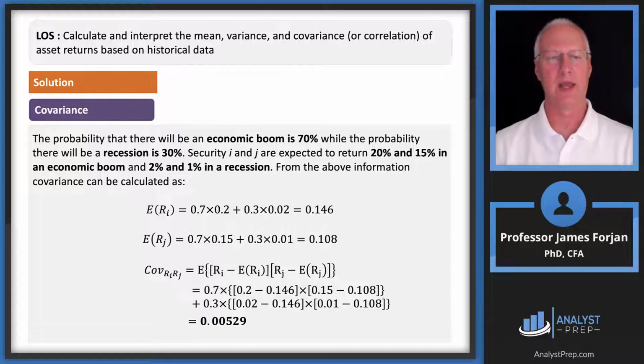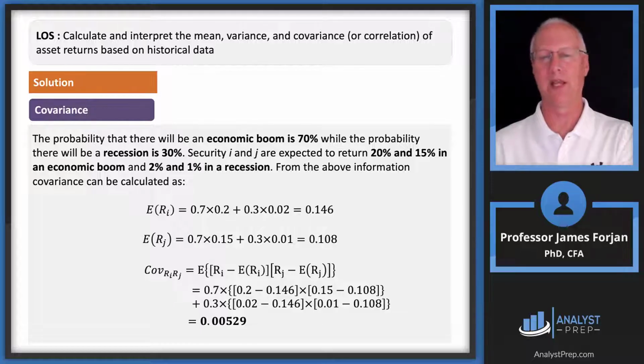So let's go ahead and compute the covariance. What we need, first of all, is the expected returns for each. So we're going to take 70% times 20% plus 30% times 2%. That gets us 14.6. We do the same thing for security J and we get 10.8.